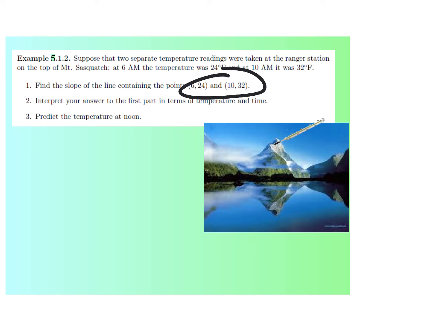Suppose that 2 separate temperature readings were taken at the ranger station at the top of Mount Sasquatch. At 6 a.m. it was 24. Look at that, they made it into a point, 6, 24. And at 10 a.m. it was 32. Look at that, 10, 32. Okay, they just took data and they made it into a point. Then now what we're asking you to do in pre-calc that's different than higher algebra is to say, so what does your answer mean? So let's find the slope between 6, 24 and 10, 32. That's the easy part, find the slope. But then try to figure out what it means.